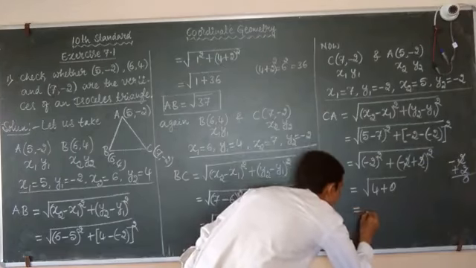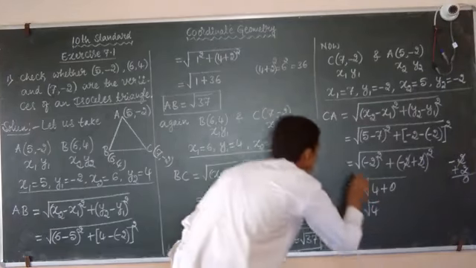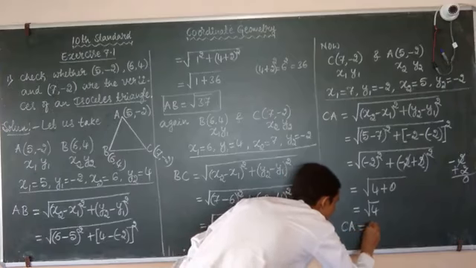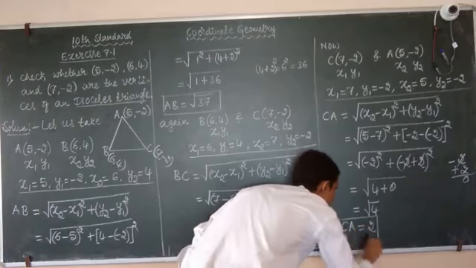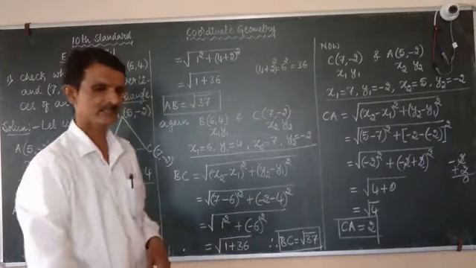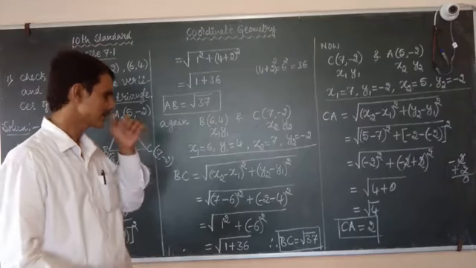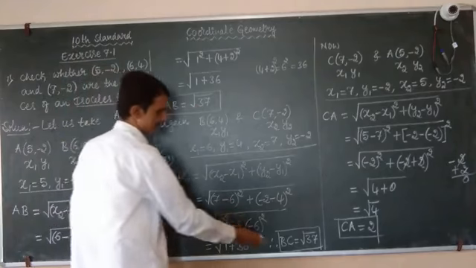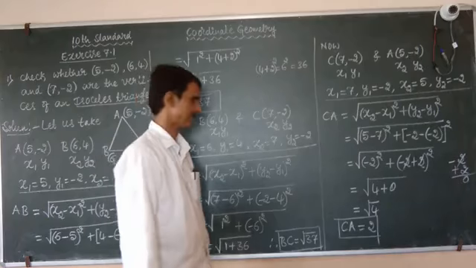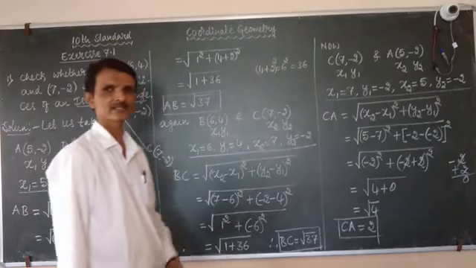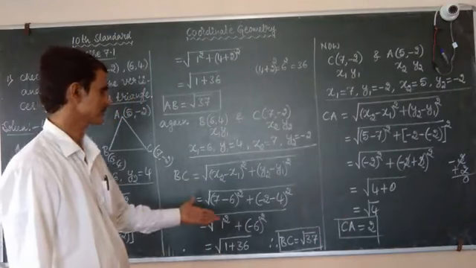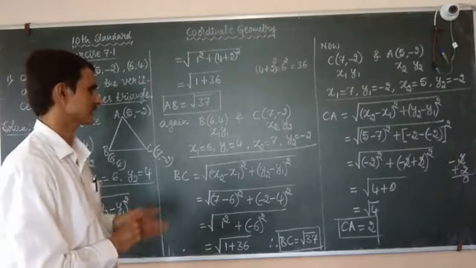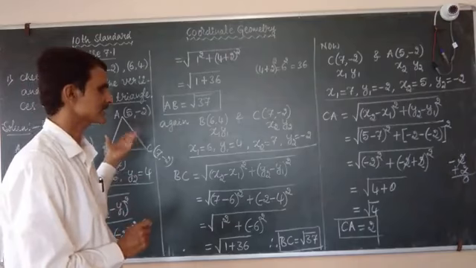This will be equal to root 4. So root 4 is a perfect square number. CA equals 2. The value of CA is 2. CA ಬೆಲೆ ಏನು ಬಂತು? 2 ಬಂತು. So ಈಗ ಅಬ್ಸರ್ವ್ ಮಾಡಿ. AB is root 37, BC is again root 37, whereas in case of CA it is 2. So if you observe this, two sides are equal. So in a triangle, two sides are equal. Therefore, it is an isosceles triangle.